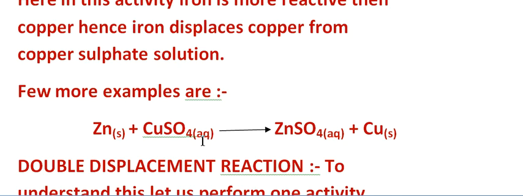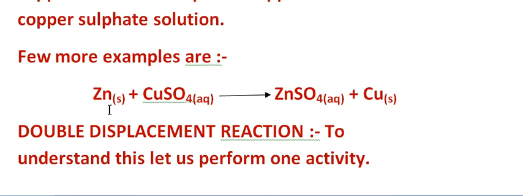We can take another example also, that is zinc plus copper sulfate. As you see in the reactivity series, zinc is written above the copper. Therefore, zinc is more reactive than the copper. So, zinc replaces copper from copper sulfate solution, and zinc sulfate solution is obtained and copper is separated.